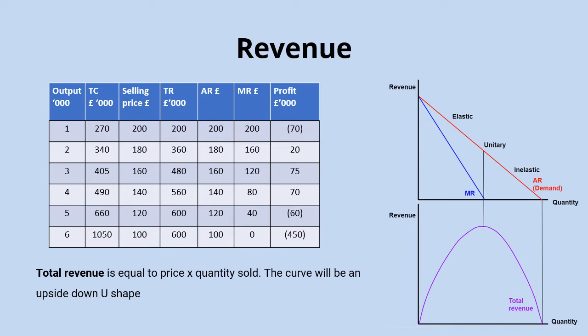And then finally, in terms of the revenue curves, you have total revenue, which is equal to price times quantity sold. And the curve in this case will be an upside down U shape. Now the reason for that is because when quantity demanded, quantity sold, is equal to 0, it doesn't matter what the price is. If you're not selling anything, then total revenue is going to be equal to 0. So it starts there at 0. And when price is equal to 0, again, doesn't matter how much you sell, if the price is equal to 0, then total revenue in that case will be 0 as well.